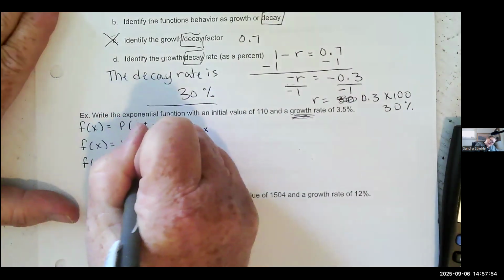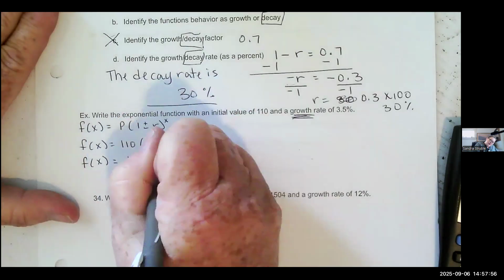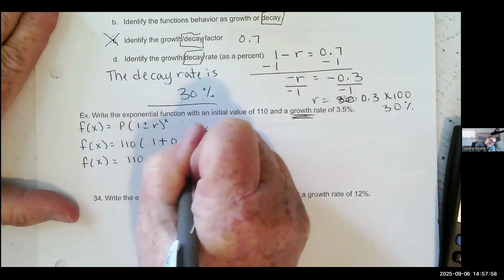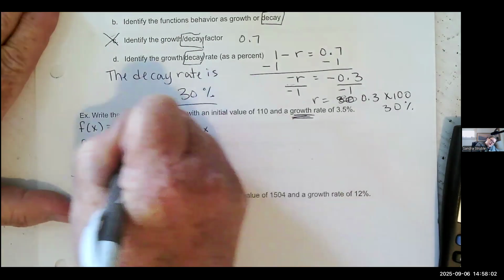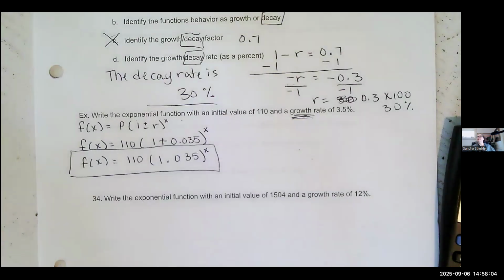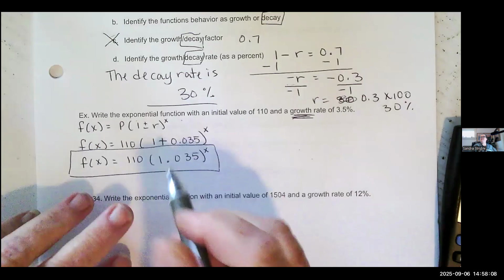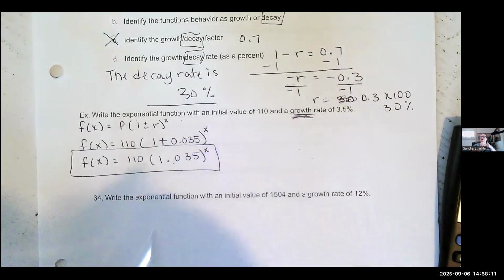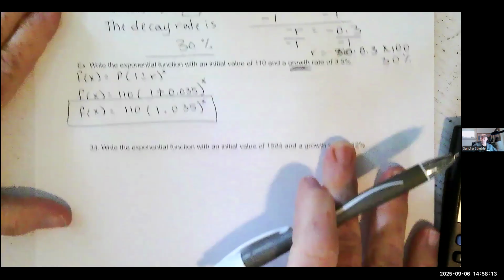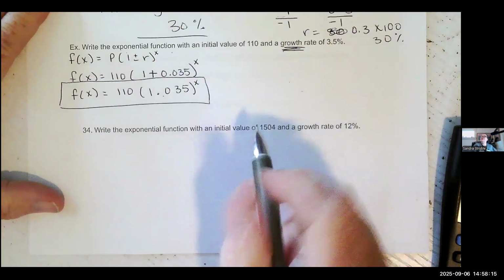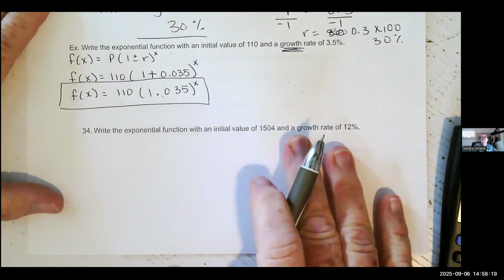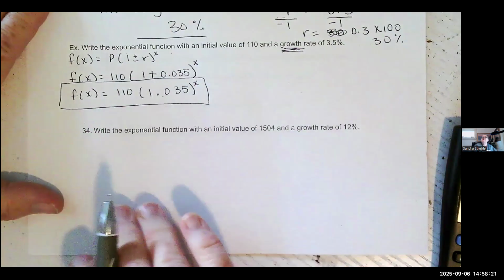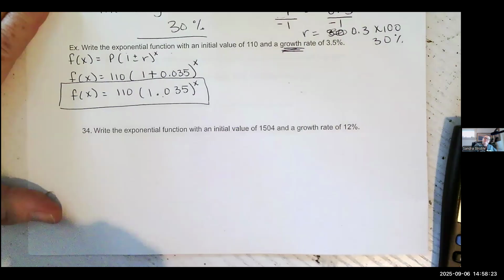The last piece of this is just simplifying what's inside the parentheses, just add them. And that is my exponential function, showing a growth rate of 3.5%. I know it's showing growth because it's greater than 1 in here, so I did a good job there, okay? Next victim. I want you to do this one because it's another growth rate. So pause the video, attempt this one yourself, following the same logic I did, and come back and see how you did.